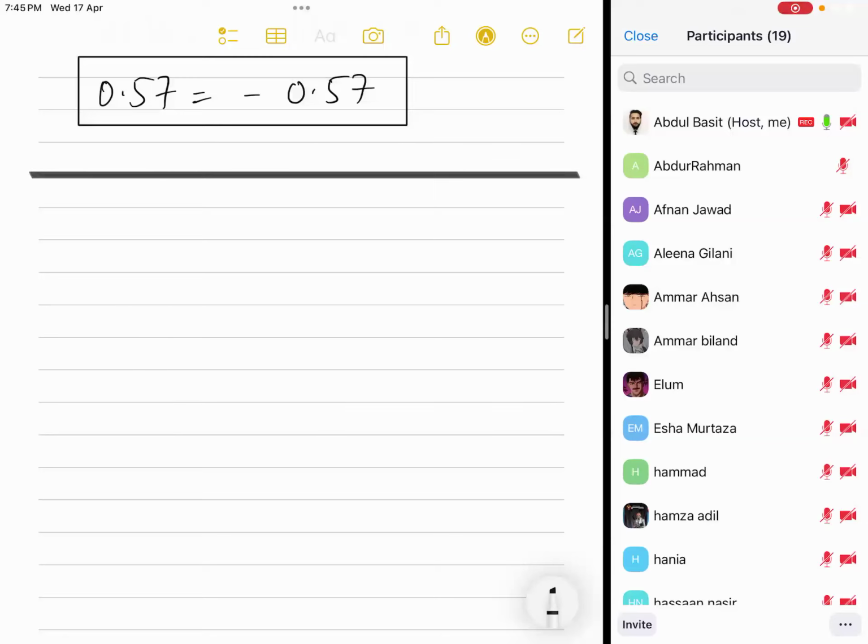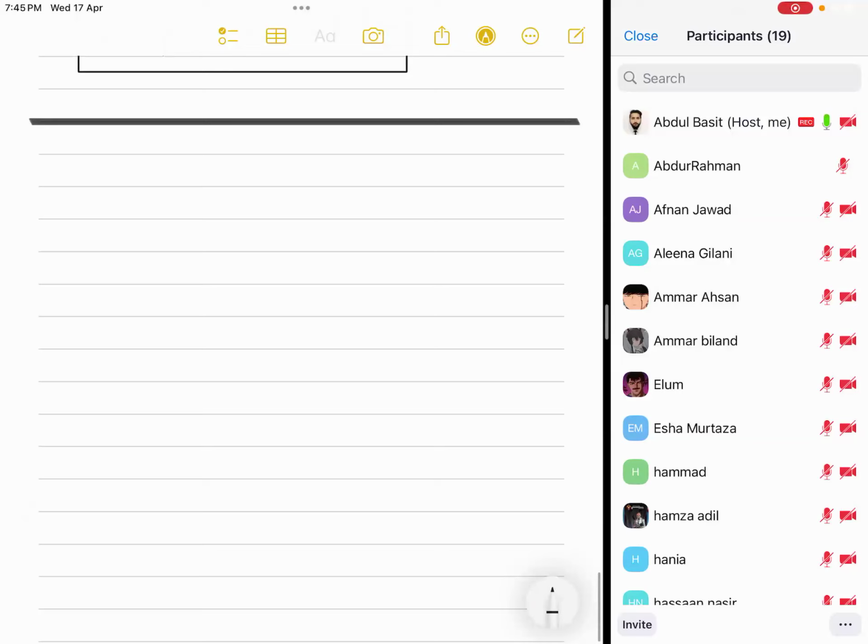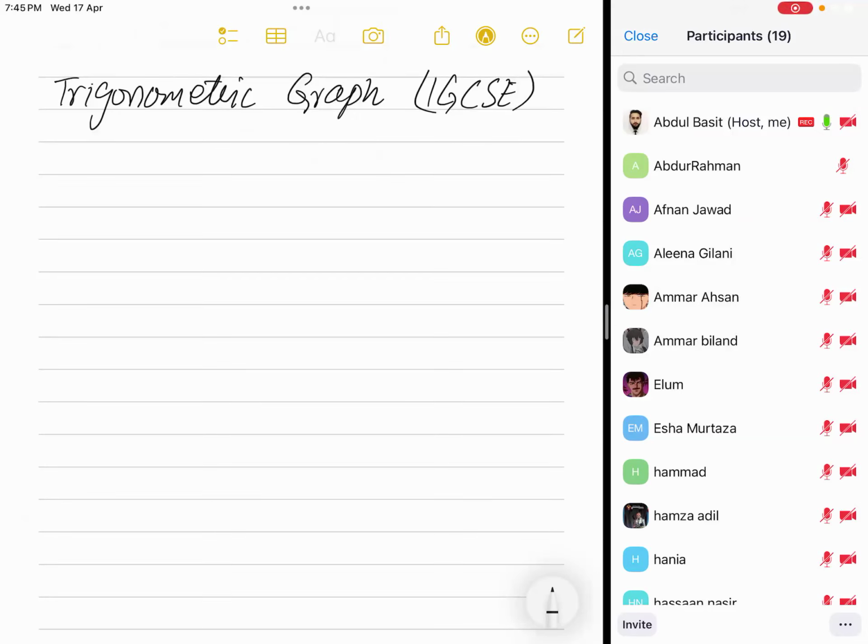So trigonometric equations and trigonometric graphs are part of only IGCSE. So IGCSE students, you can listen to me. Now we have to study trigonometric graphs. This is for IGCSE only, especially for this year.